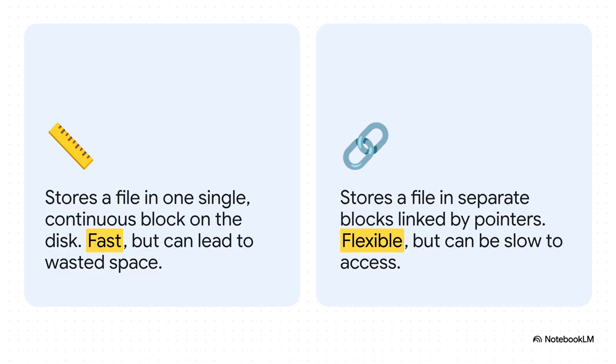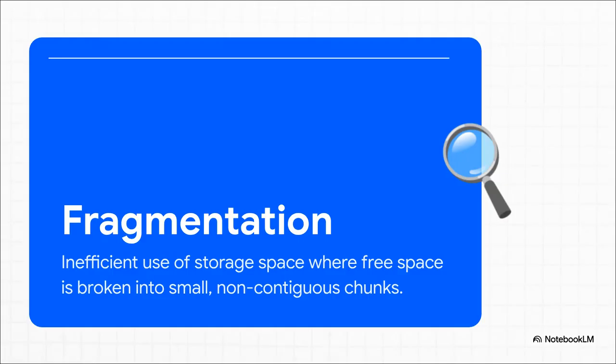The alternative is linked allocation. Here, the file's blocks can be scattered all over the disk, and they're just linked together, kind of like a scavenger hunt. It's way more flexible, but as you might guess, it can be slow. And that whole scavenger hunt approach leads directly to a classic problem called fragmentation.